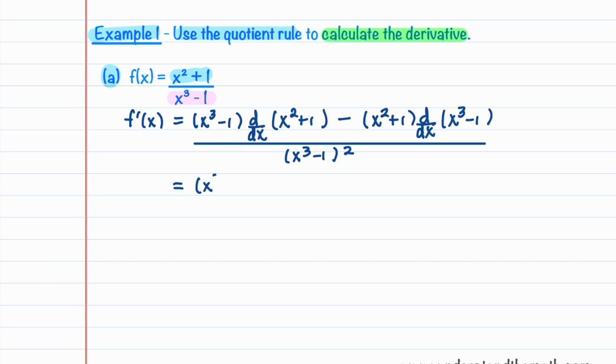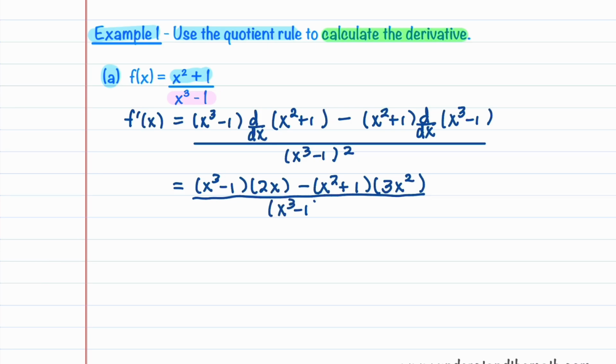We have x cubed minus 1, and the derivative with respect to x of x squared plus 1 is just going to be 2x. And then we subtract x squared plus 1. And then the derivative of x cubed minus 1 is just 3x squared. And again, we have all of this divided by x cubed minus 1 quantity squared.